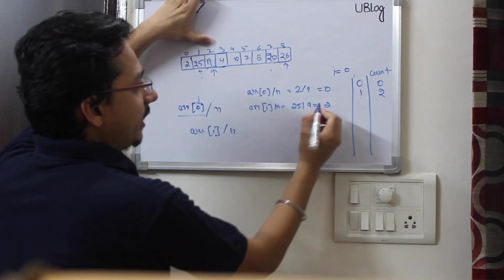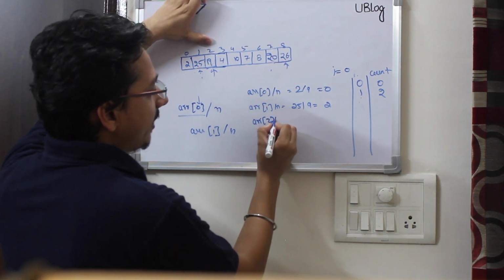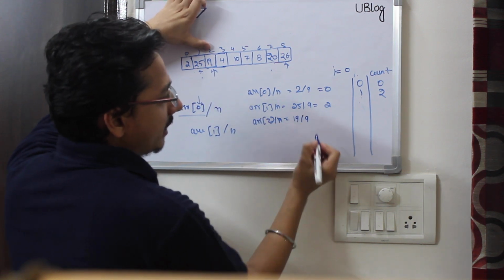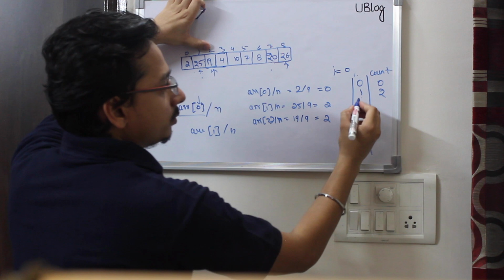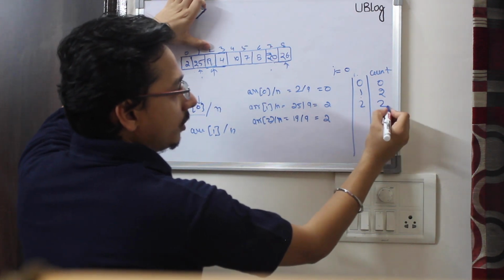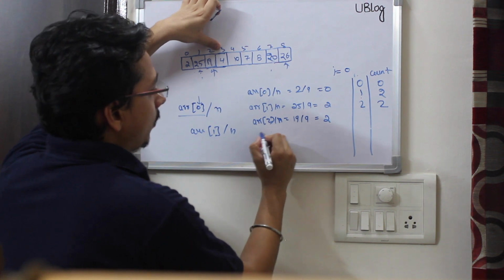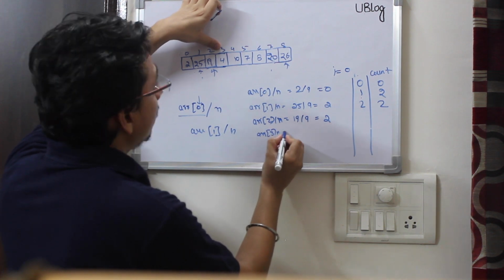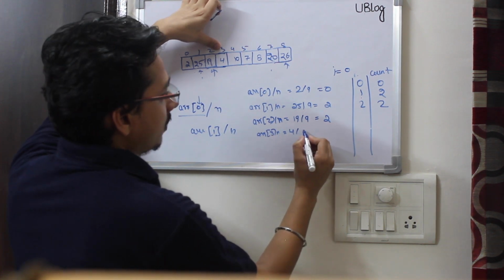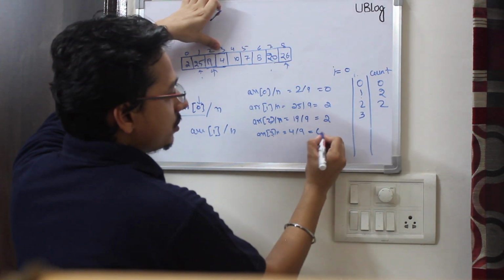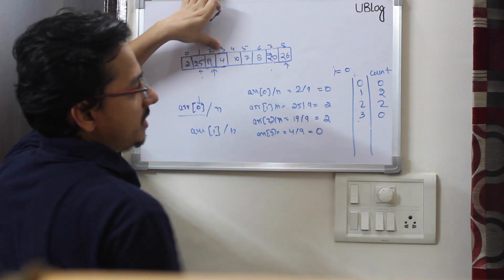Now moving to the second index. So I'll be doing array of 2 divided by n, which is 19 divided by 9, which is also 2. So 2 is also present twice. Now moving to the third index. So I will be doing array of 3 divided by n, which is 4 divided by 9, which is 0. So 3 is not present in the array.